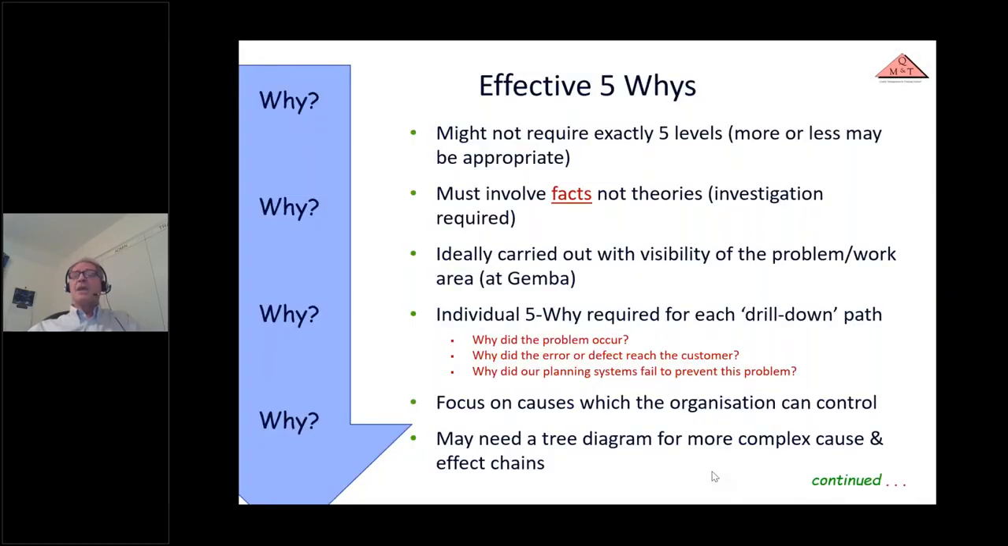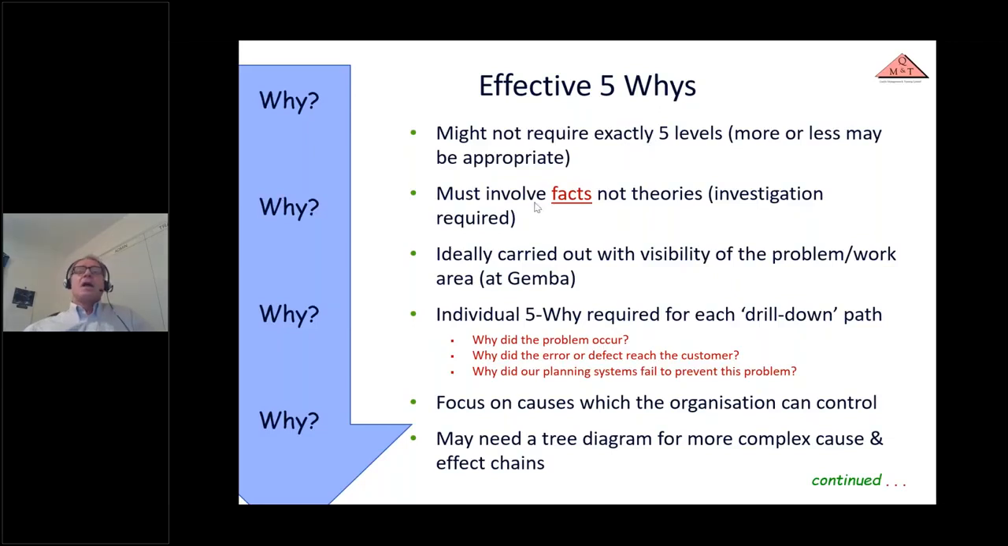However, although the 5 whys is fairly simple in terms of the theory behind it, it does require good understanding by the team as to how it works. On the next 2 slides, I'd like to explain some guidelines for effective 5 whys. First of all, it might not require exactly 5 levels. More or less may be appropriate, but it is expected that there will be adequate investigation of the cause, which is why the number 5 appears in its title.